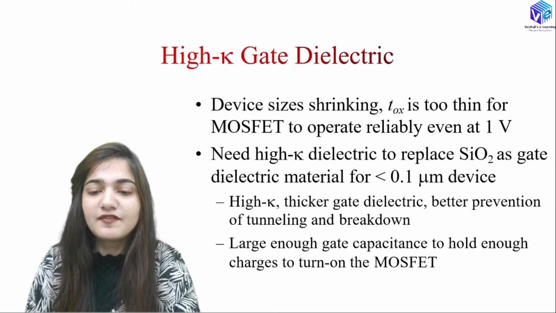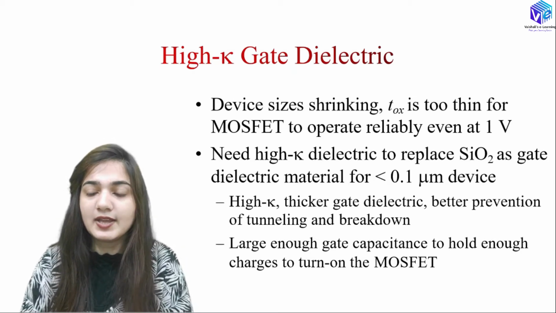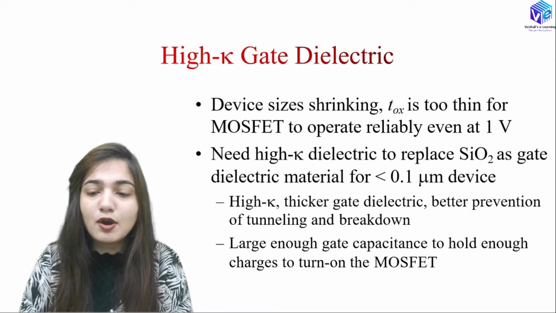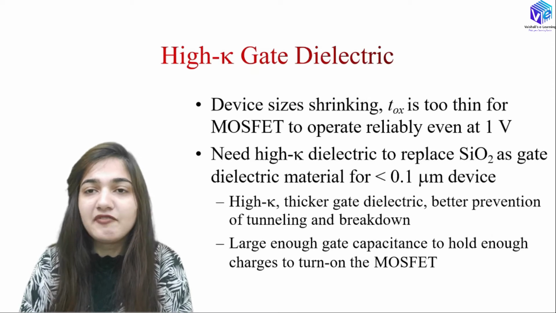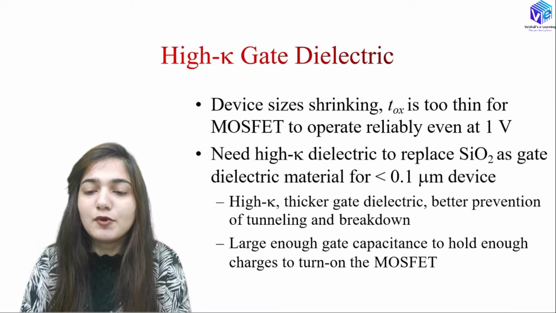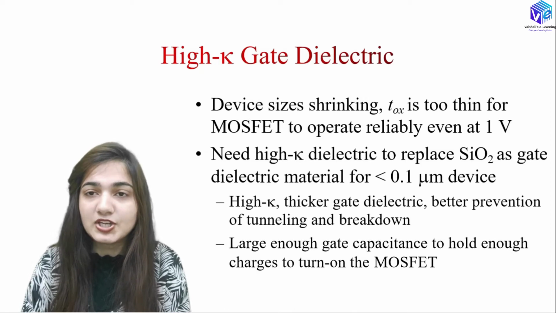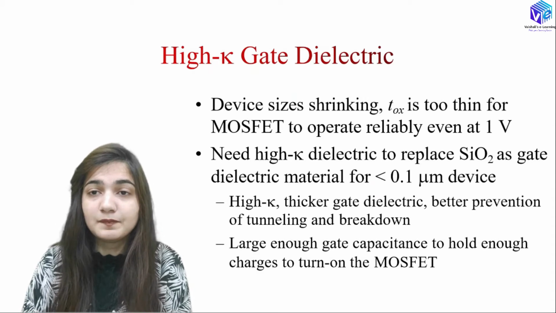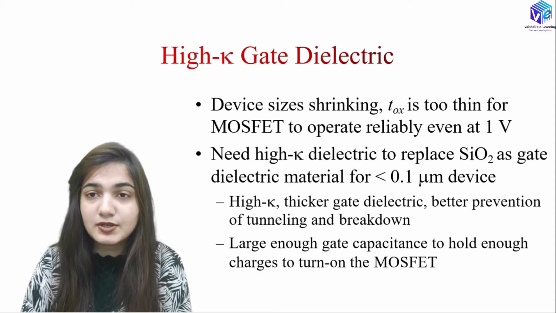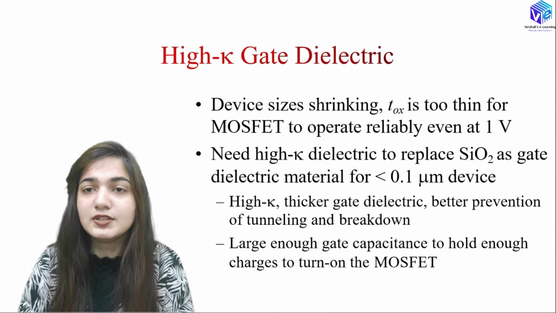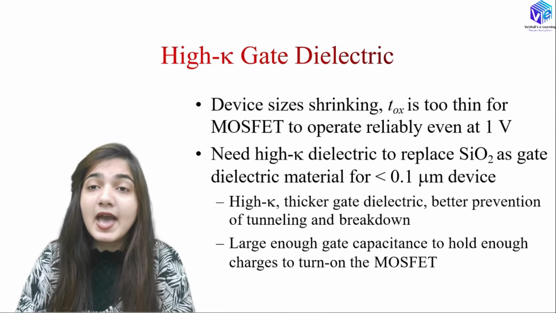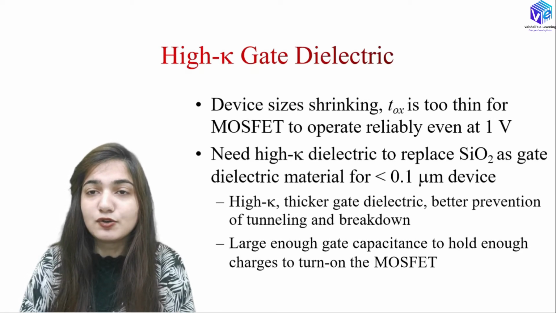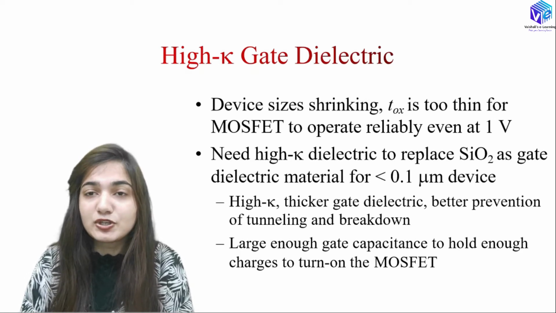If I am reducing the feature size, if the device size is shrinking, then the thickness of the oxide layer would be too thin, right? So it cannot make the MOSFET work really fine, or it cannot give the MOSFET high operational reliability at a very low voltage, even at 1 volt. So now we have to reduce the device size, we have to reduce the thickness of the dielectric as well, and I want to operate it at high voltage as well. So for that I can use a high dielectric constant material for the formation of the gate dielectric.